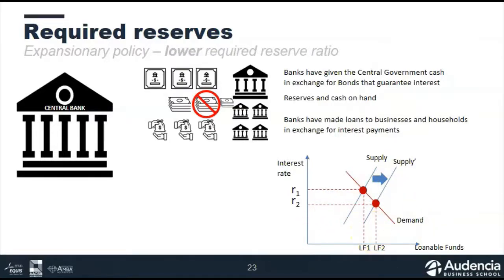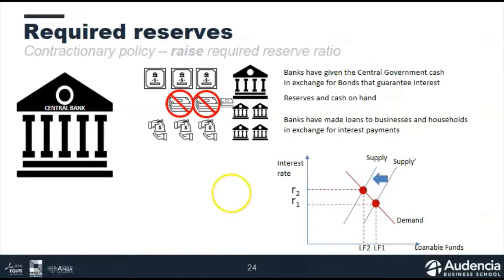We can do the exact opposite. We can increase the required reserve ratio, and that contracts the amount of money available. We move backwards to a higher rate of interest. So those are expansionary and contractionary policies using required reserve.